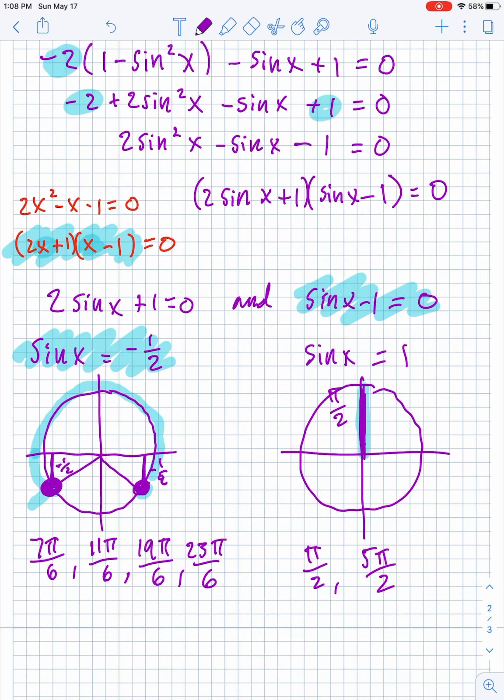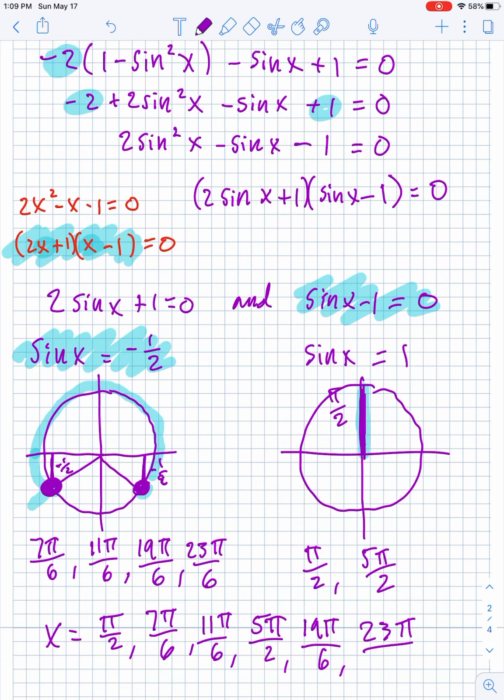Now we jam it all together and say that x is equal to, do we have to put them in order? Sure, why not? Pi over 2, 7 pi over 6, 11 pi over 6, 5 pi over 2. You don't have to put them in order. I'm just doing it for fun. Isn't this fun? 19 pi over 6 and 23 pi over 6. Woof. Long problem.